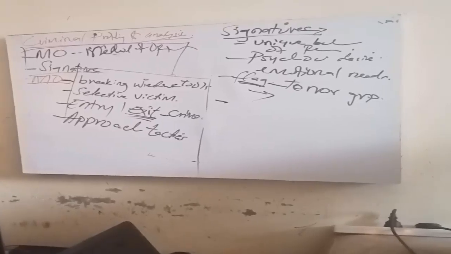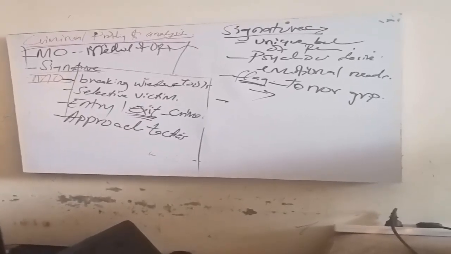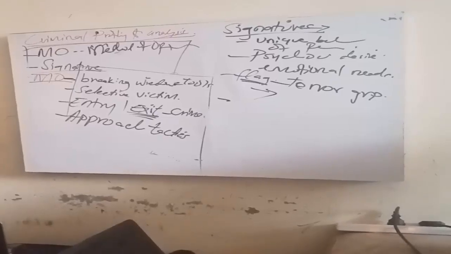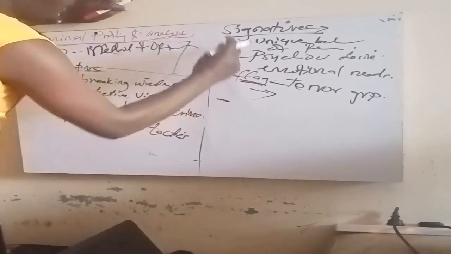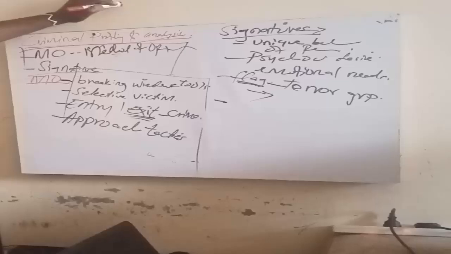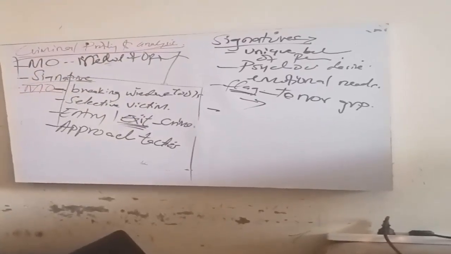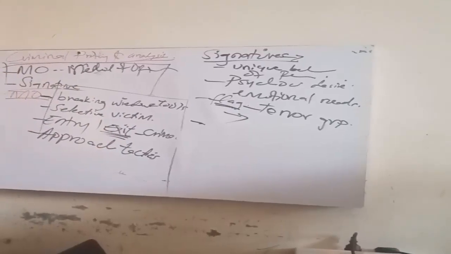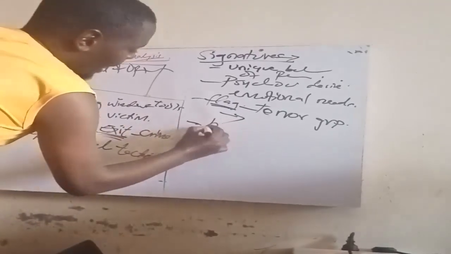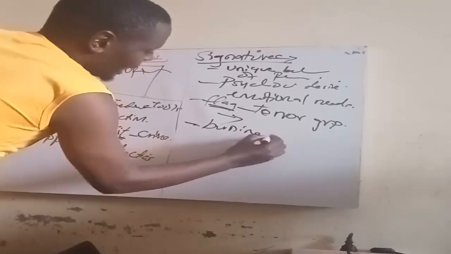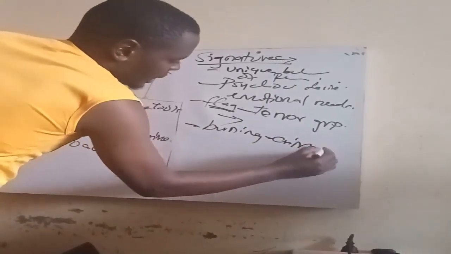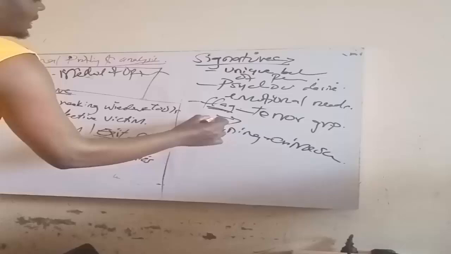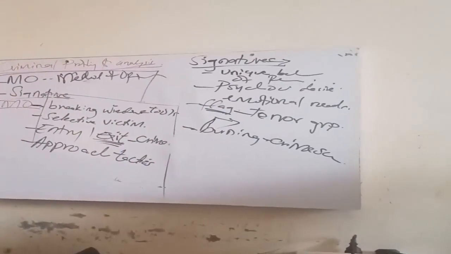Another good example of a signature: criminal groups may conduct the crime and then set fire to the crime scene, burning the crime scene. So this is another signature. There are several.